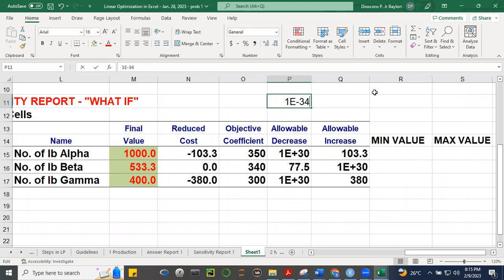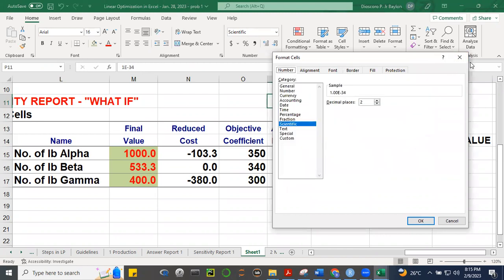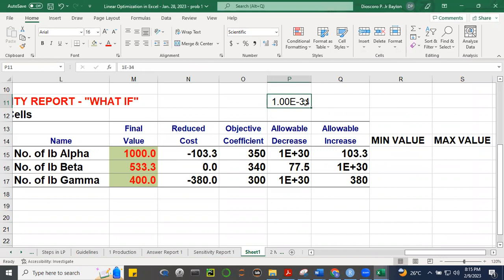Kulang pa pala, no? Okay, anyway, kulang pa ng isang 0. Kaya naging negative 34 lang siya. Okay, so, ibig sabihin na nito, this is a very, very small number. No? So, practically 0 to.